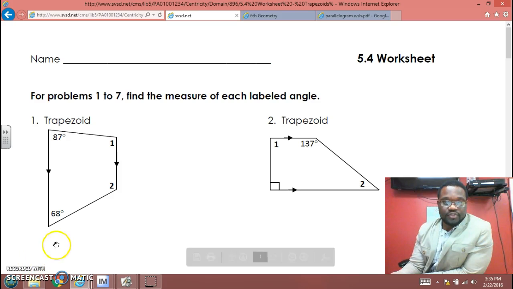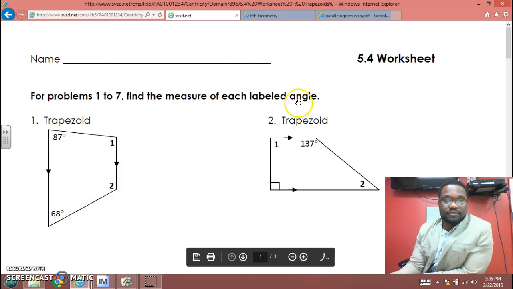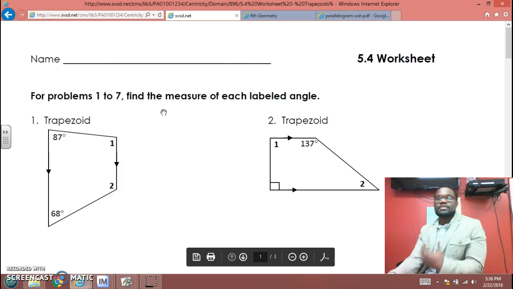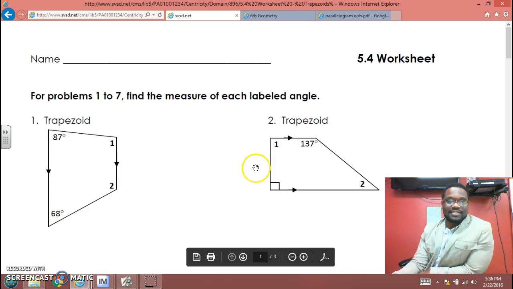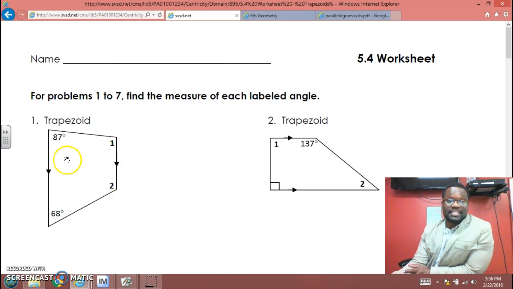Okay, so here we have a couple of problems, and we're going to see what it's like to deal with a trapezoid and a kite. Now, notice here, nothing tells me that I have an isosceles trapezoid. So a lot of that stuff I just got through talking about doesn't exist here, but I still need to be able to find angle 1 and angle 2 here. So let's look at what we know.